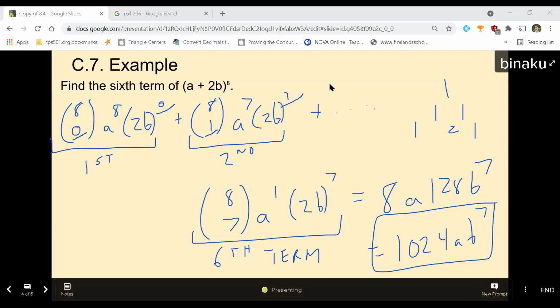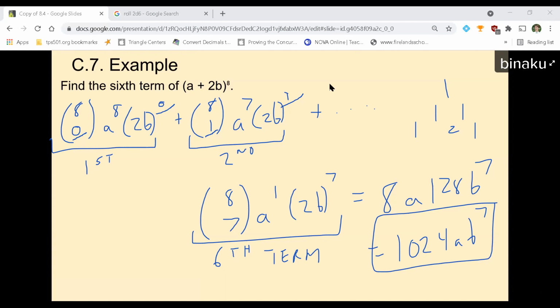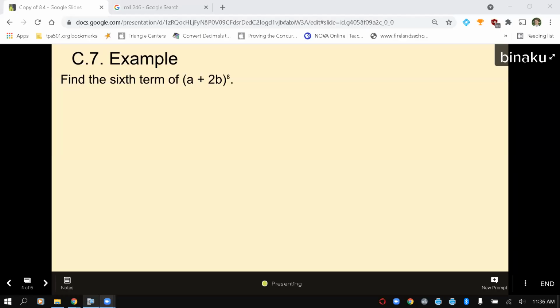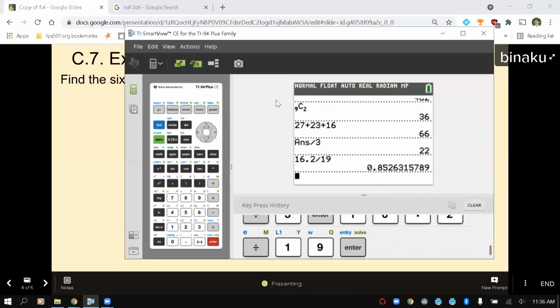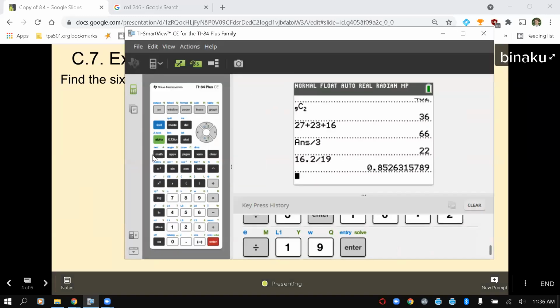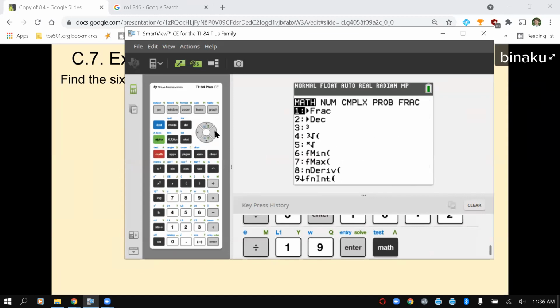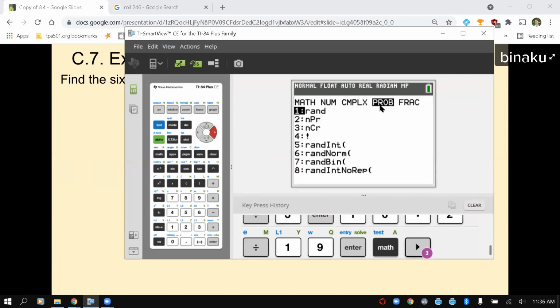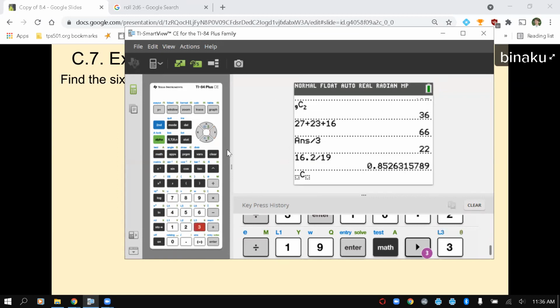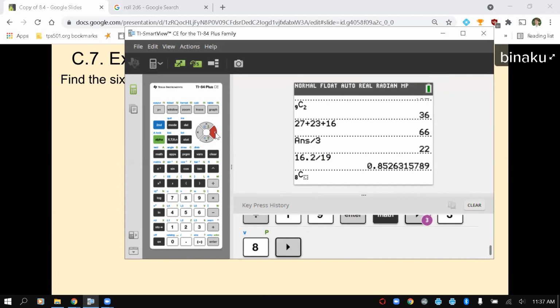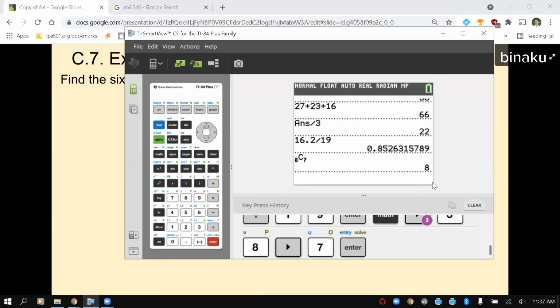That's what I want to show next. But before I do that, I have to clear this. Okay, stop share, reshare, whole screen, calculator. How do we type in that? So you hit math, go right to the probability column, and it's option 3. For some of your calculators, it won't ask you to fill in the blank. For this one, it does. So it's 8, choose 7.